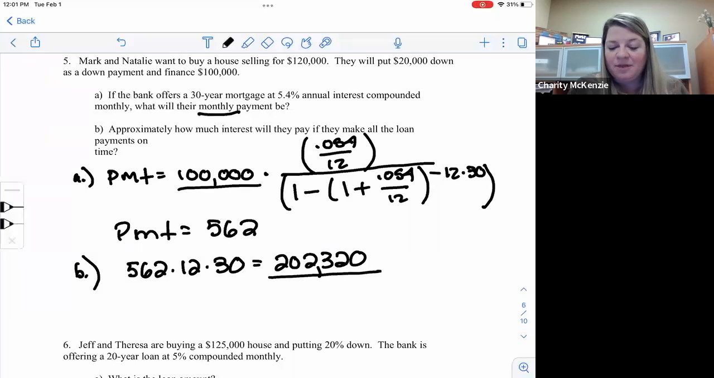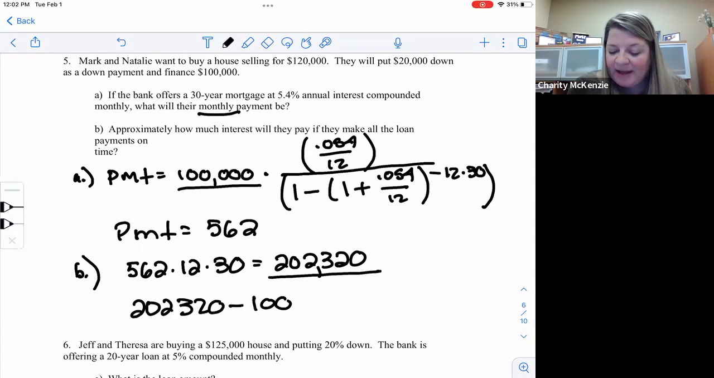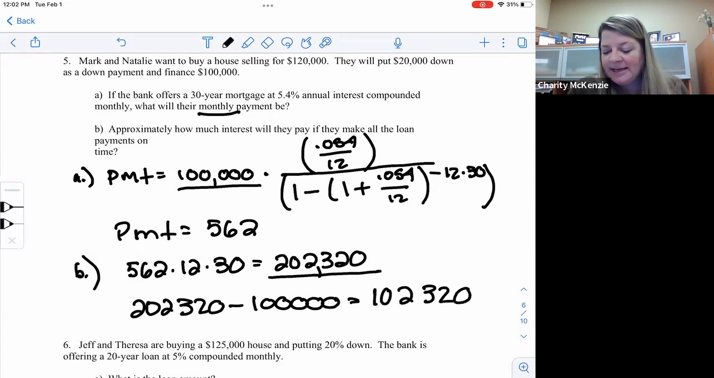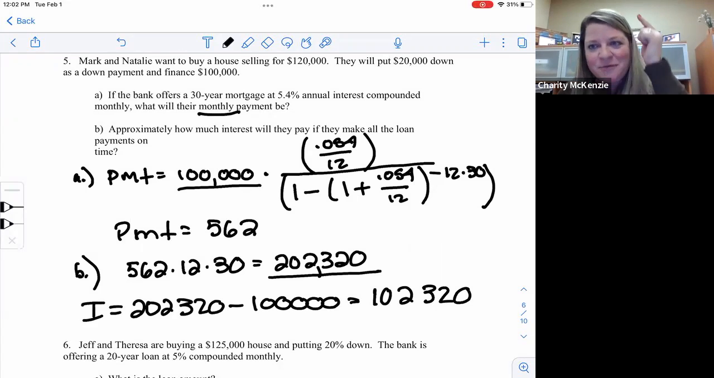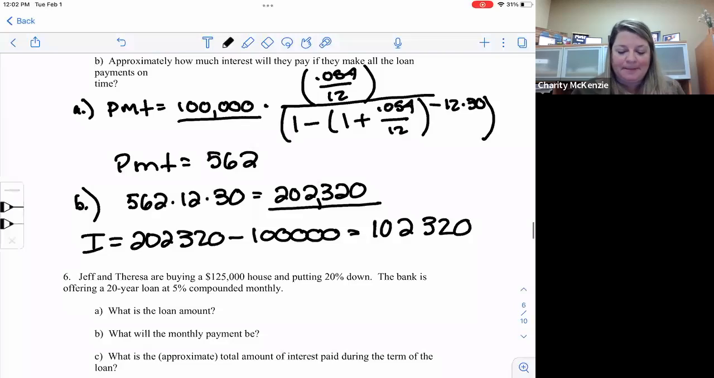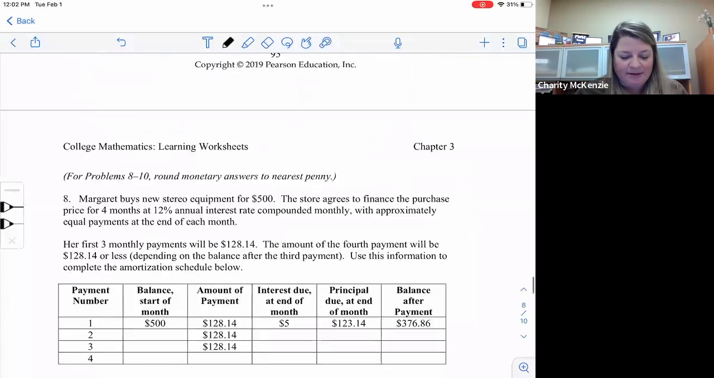The house is worth this much money. So I can take 202,320 minus the 100,000 that it was worth when I bought it. And that's my interest. The interest is more money than the house cost. Isn't that nuts? You're paying interest for 30 years. Huge interest. Okay. All right, let's see here.